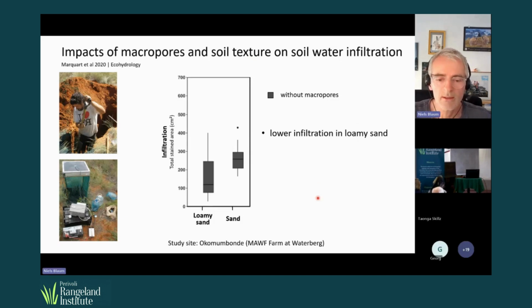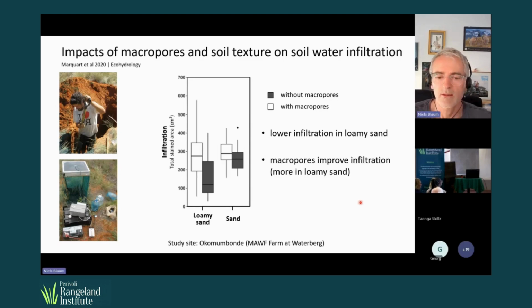This is just one example which has been recorded at Okumumbonde. It is a MWF farm close to water, or at the bottom of the Waterberg. On the left you see loamy sand, and on the right you see sandy soils. And as expected, we observed lower infiltration in the loamy sand compared to the sandy soils in situations where there were no macropores.